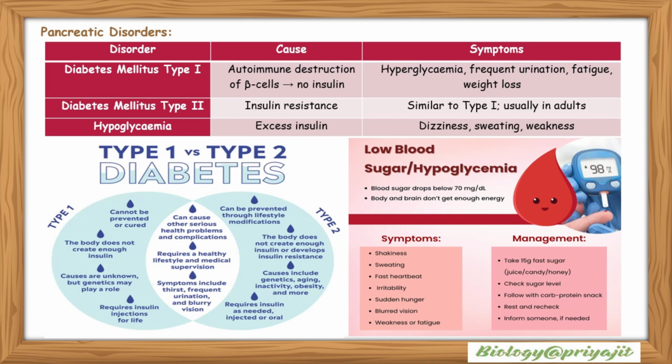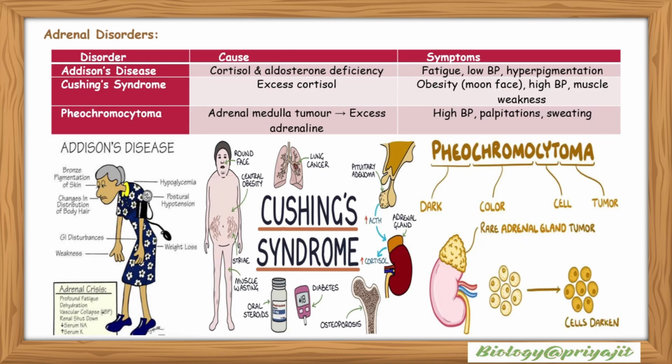Hypoglycemia: excess insulin is the cause of hypoglycemia. In this case, the symptoms include dizziness, sweating, and weakness. Adrenal disorders include Addison's disease. The cause of this disease is cortisol and aldosterone deficiency, and symptoms include fatigue, low blood pressure, and hyperpigmentation.